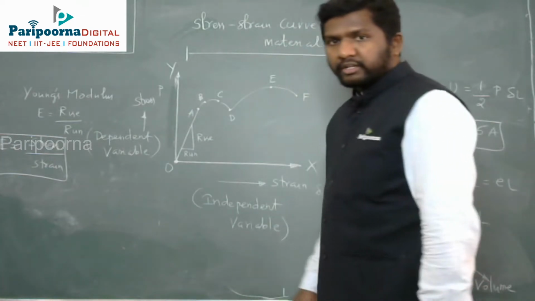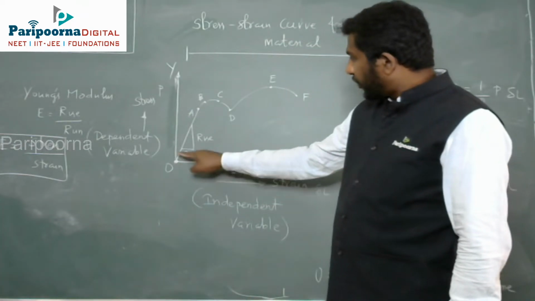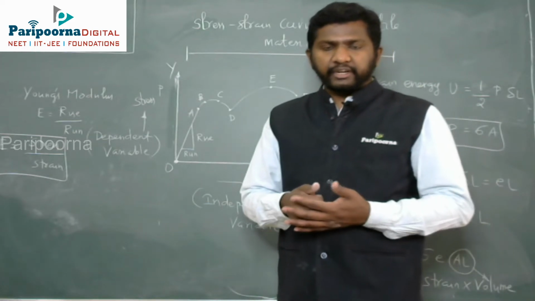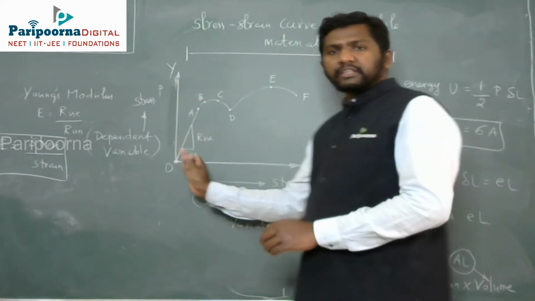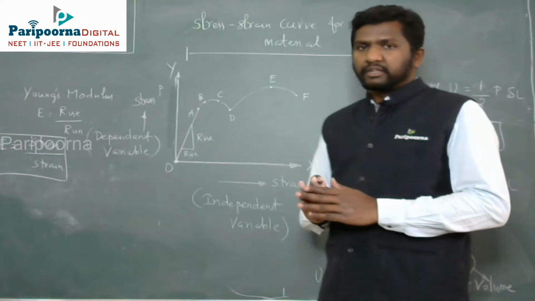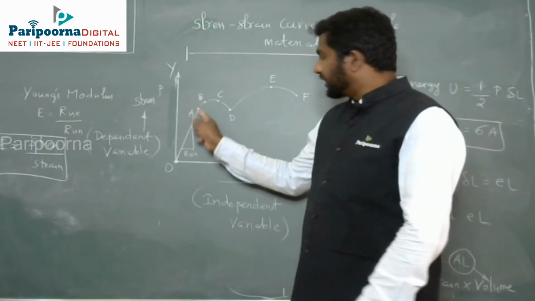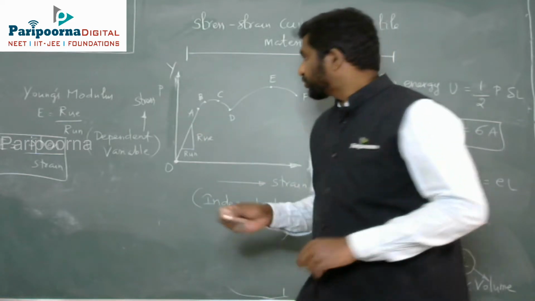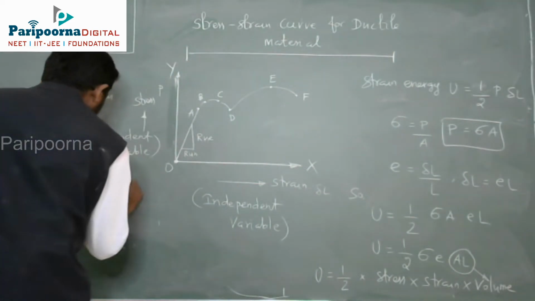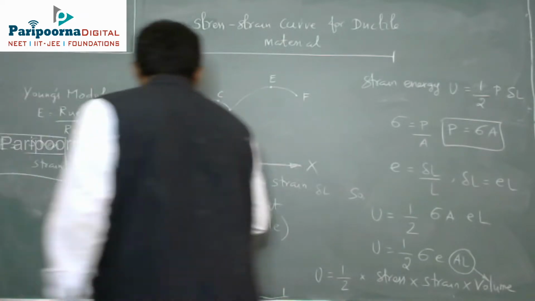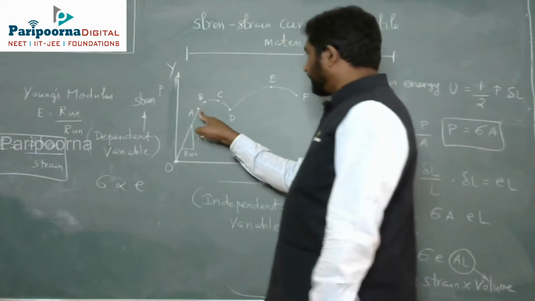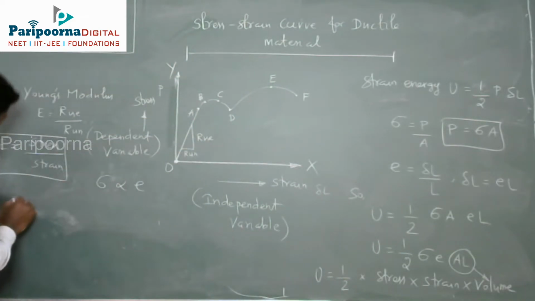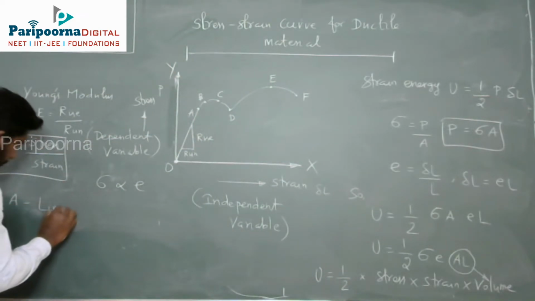If you look at the curve from point O to point A, the curve is a straight line, which means the stress is proportional to strain. For any increase in load, the strain also will increase. So Hooke's law is applicable within this range. O to A is a straight line, so stress is proportional to strain. The stress at point A is the limit of proportionality.